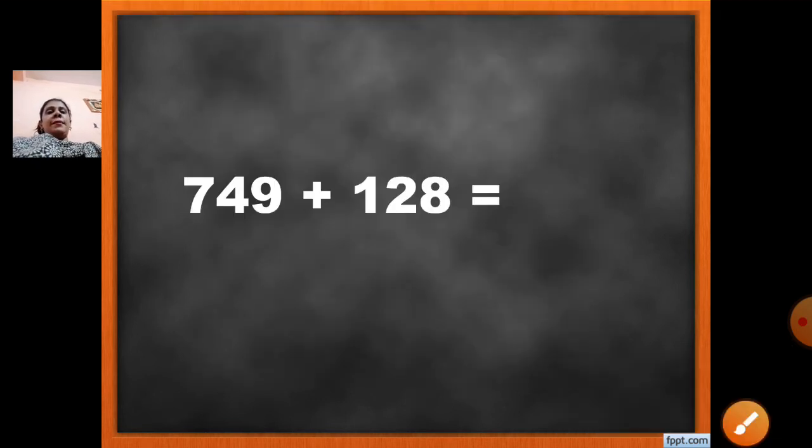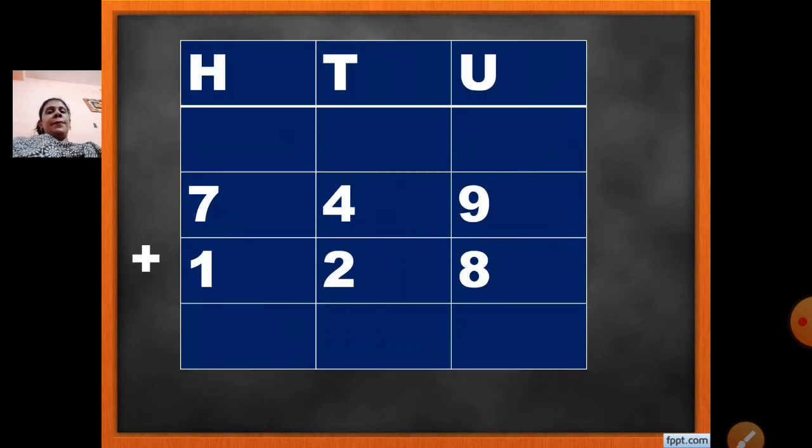Now next. 749 plus 128, that is 749 plus 128. Let us arrange them. Yes. So we have arranged them vertically according to their place value. Now we are going to add units with units, tens with tens and 100 with 100. Now this is addition of two numbers. Okay. So let us add units with units.